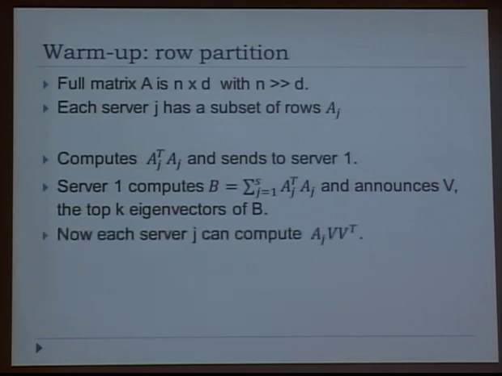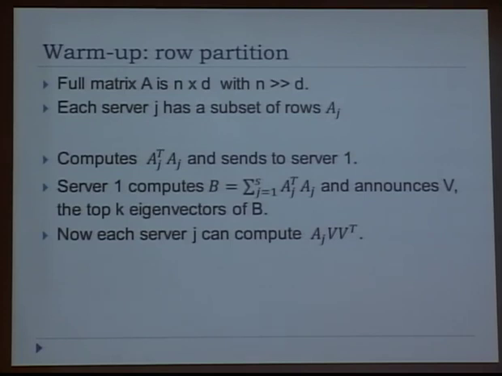Now each server can compute simply the best. So you've announced V, top k eigenvectors of B, and announce it to all of the servers. The top k eigenvectors of B are just D by k, right? They're k eigenvectors. Each of them is a D vector. So it's dk, or sdk.